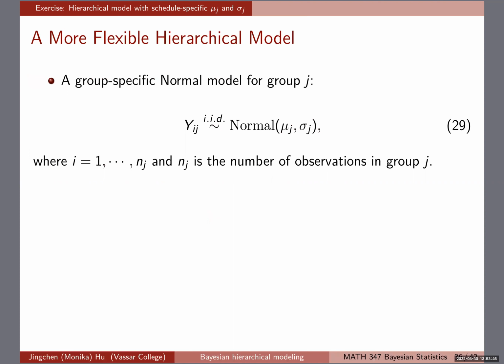Let's look at how the model can be set up. The model in this case is going to be equation 29. We're going to have a group specific mu j and a group specific sigma j. We're still going to have nj as the number of observations in group j. Other than the sigma j part, everything is exactly the same as the previous model that we have fit.